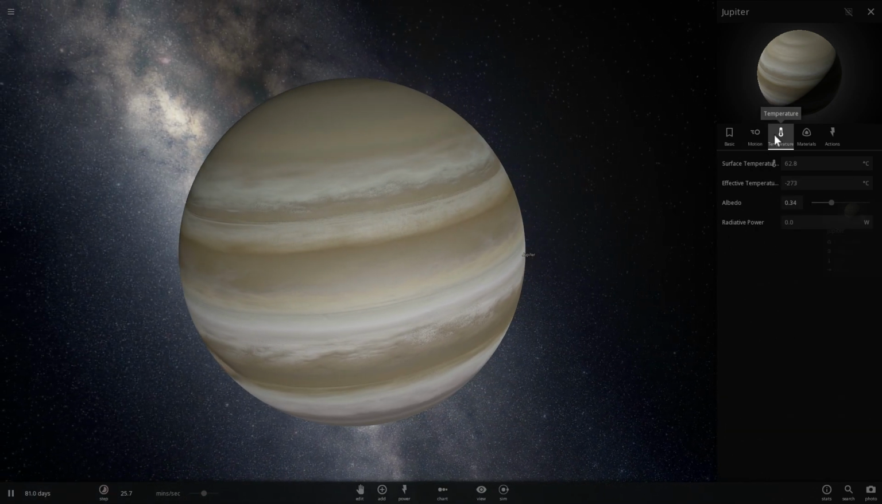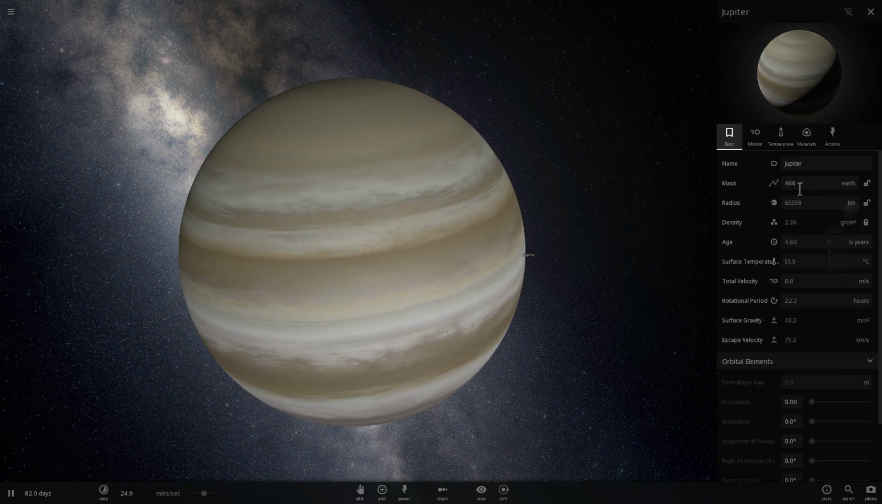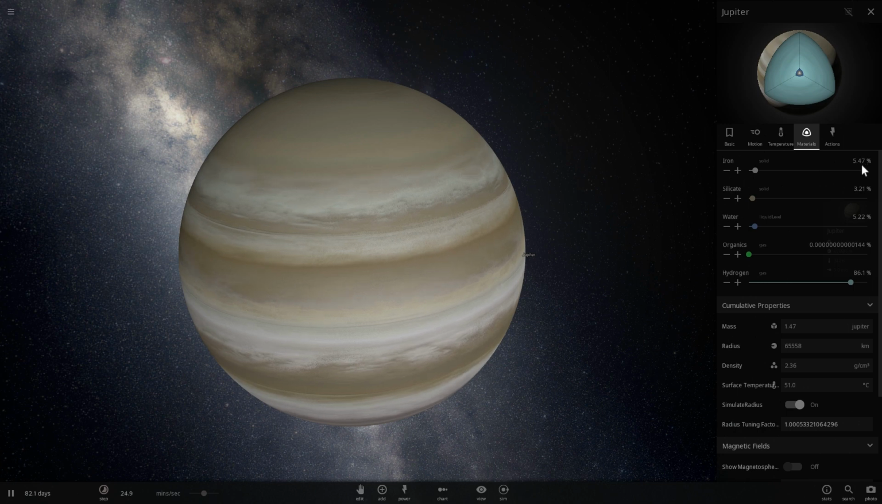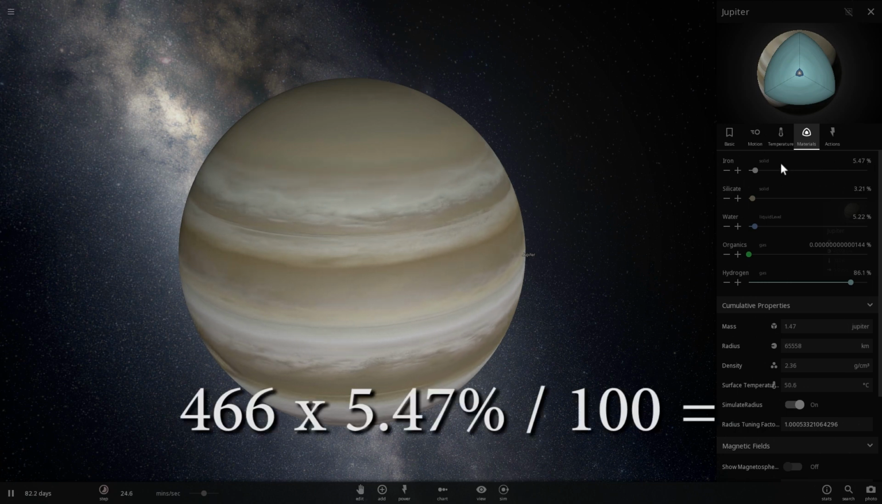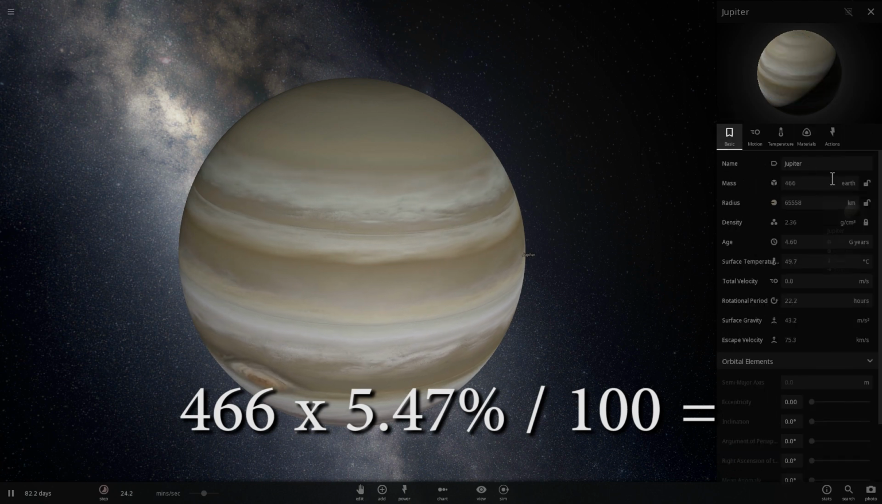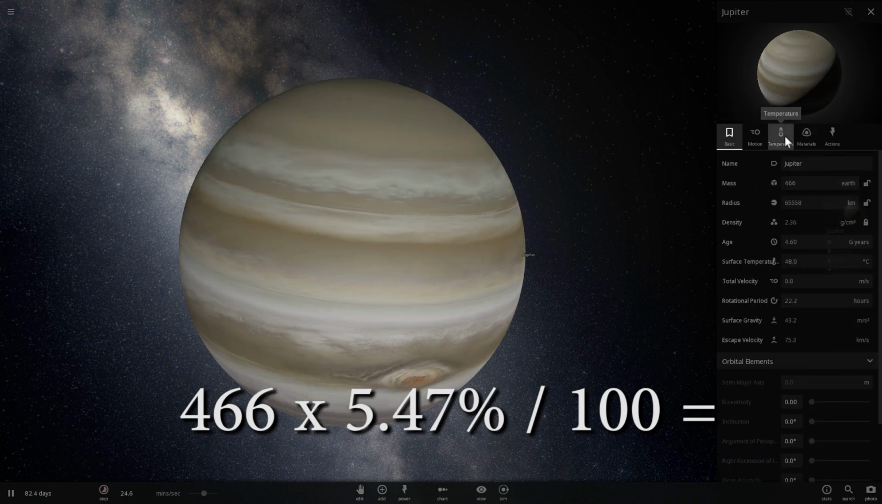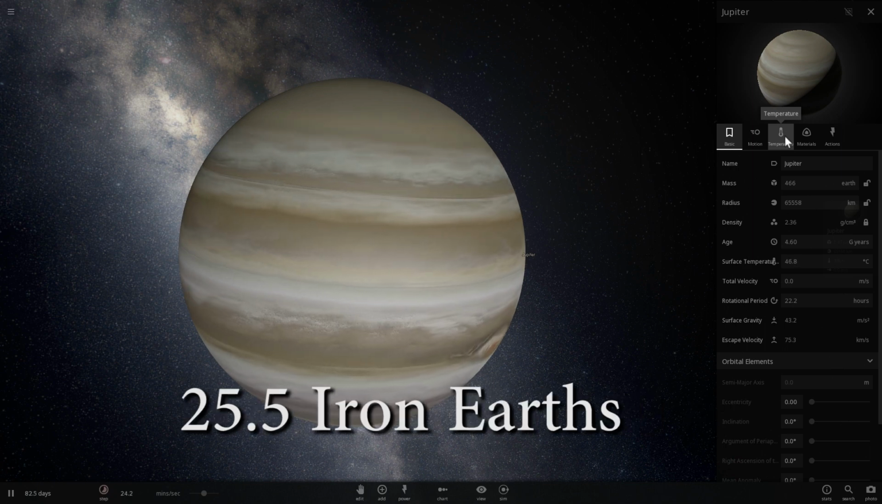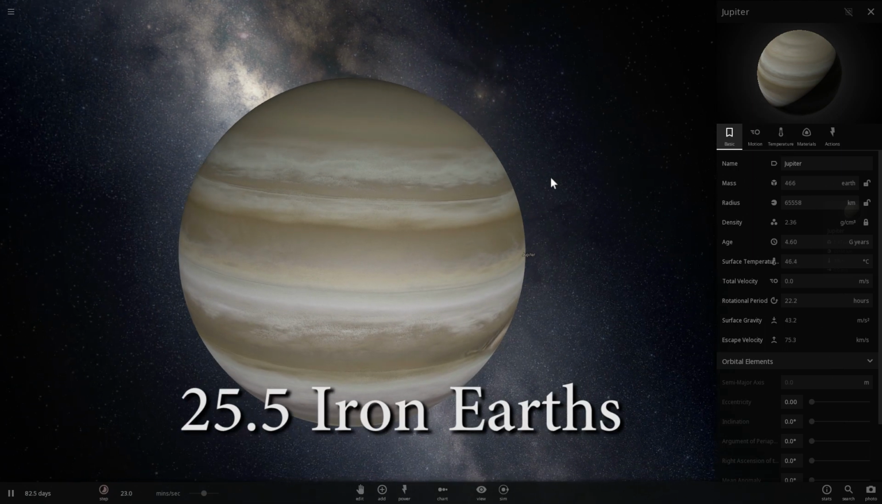Okay, let's do some math. Our total mass here is 466 Earths, and we have 5.47% of iron. How many Earths of iron is that? We multiply these together, and then of course we have to divide by 100 because it's percentages, and we get approximately 25.5 Earths of iron.